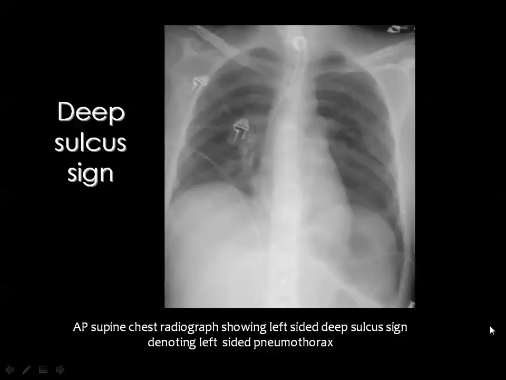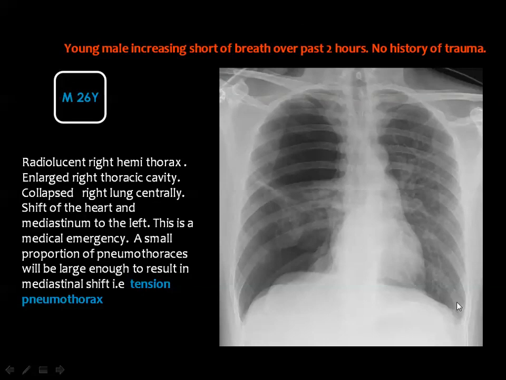Also, remember the deep sulcus sign, which is one of the good signs to judge the presence of pneumothorax in the supine chest radiograph. The deep sulcus sign means that you can see a very deep costophrenic angle compared to the right one, and this is a good sign for indicating the presence of pneumothorax on the left side.